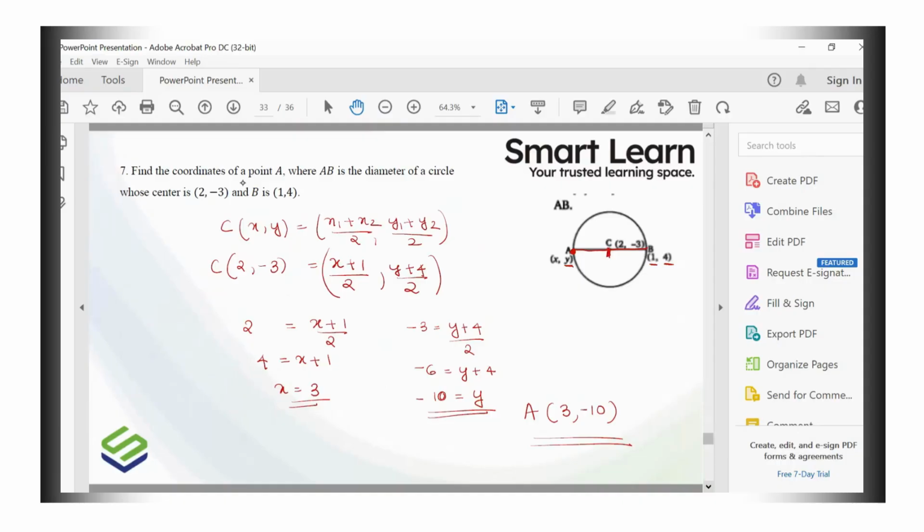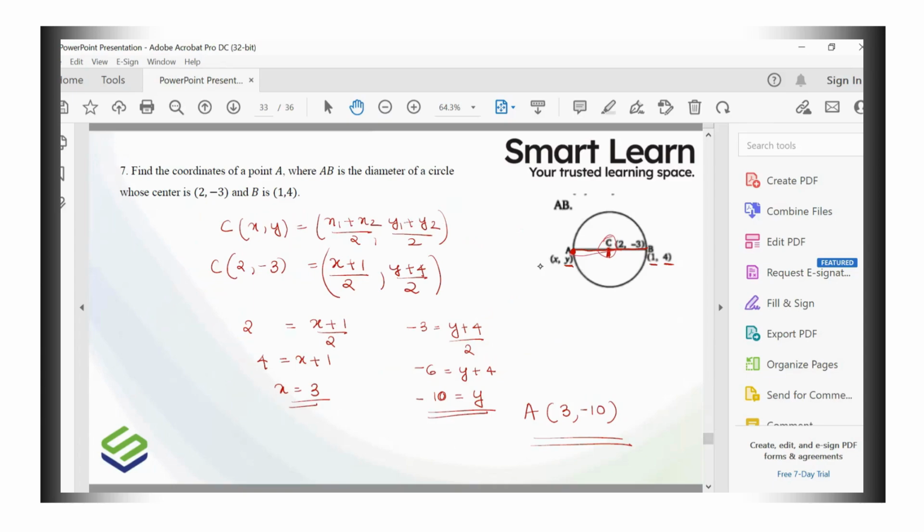Now, find the coordinate of point A where AB is the diameter of the circle. So, AB is the diameter. Center is 2 comma minus 3. B is given 1 comma 4. So, how will you find x comma y? That means you have to find the coordinate of A. That means here this C is the midpoint, na? Because this is the diameter. So, C is the midpoint. So, C x comma y you can use as x1 plus x2 by 2 comma y1 plus y2 by 2.